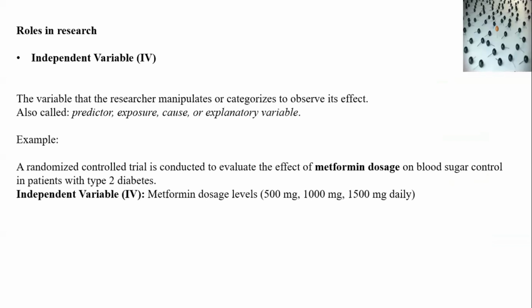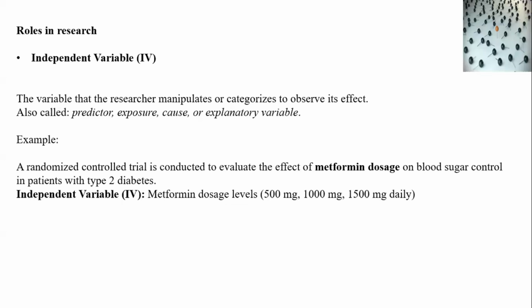What is an independent variable? In research, the independent variable is a variable that the researcher manipulates or categorizes to observe its effects. The independent variable can also be called a predictor, exposure, a cause, or an explanatory variable.